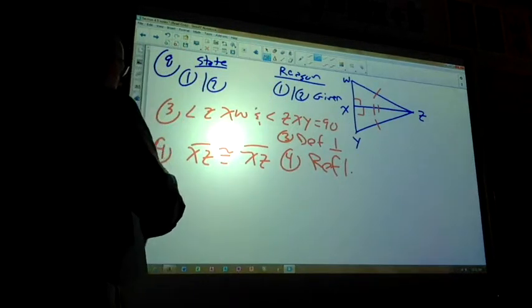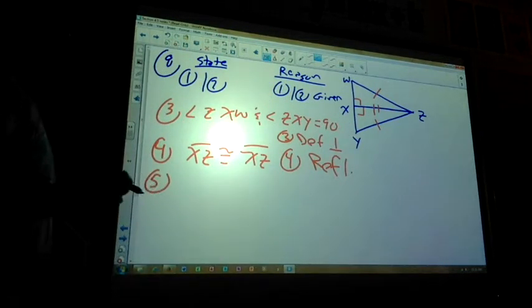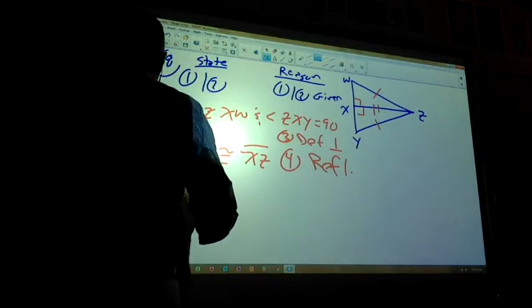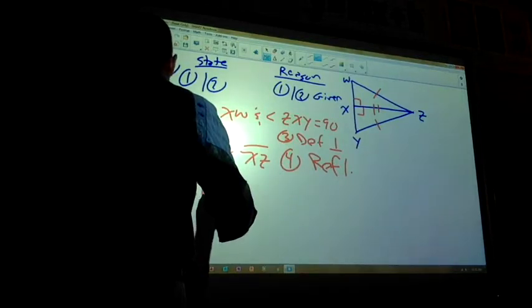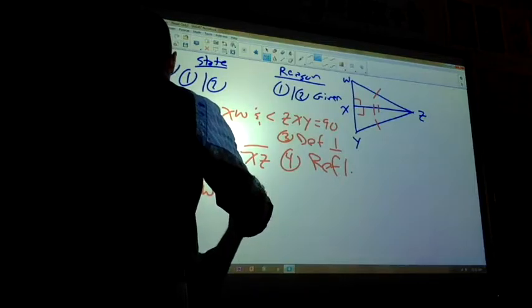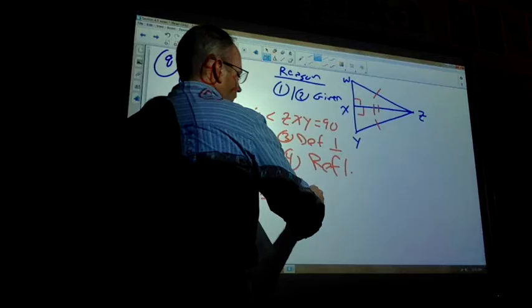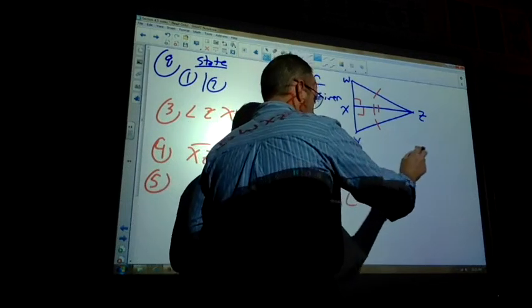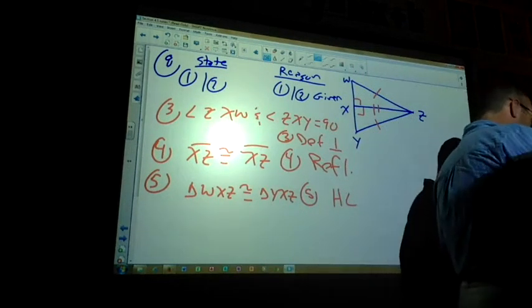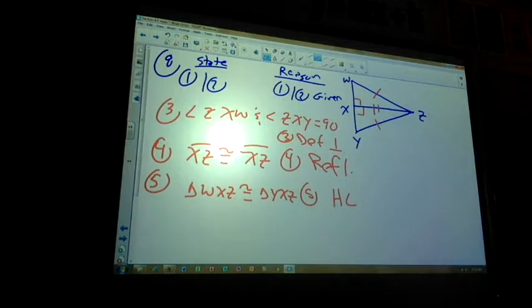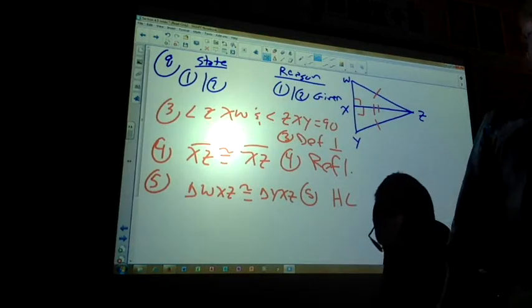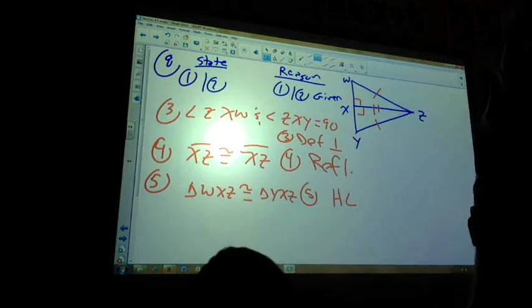All right. Do we have enough information to say these two triangles are congruent to each other? Yep. So I have triangle WXZ is congruent to triangle YXZ. Why is that? Hypotenuse leg. Sweet. We good? Happy? Sad?